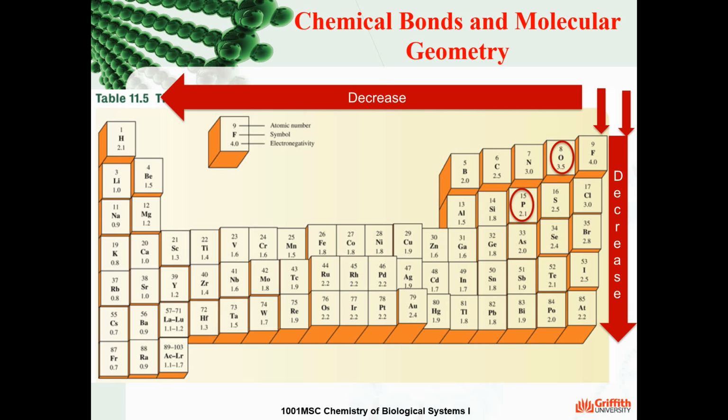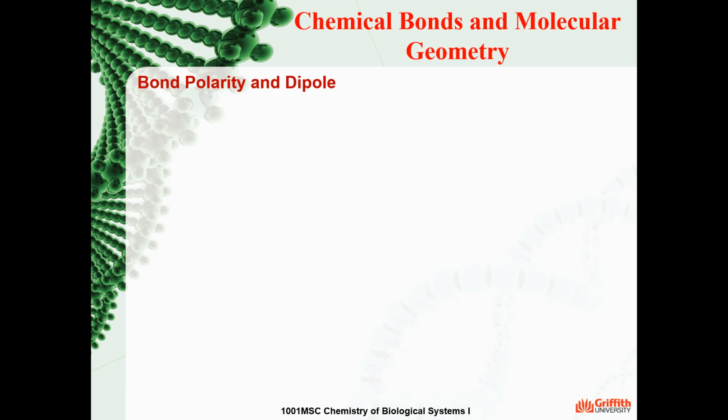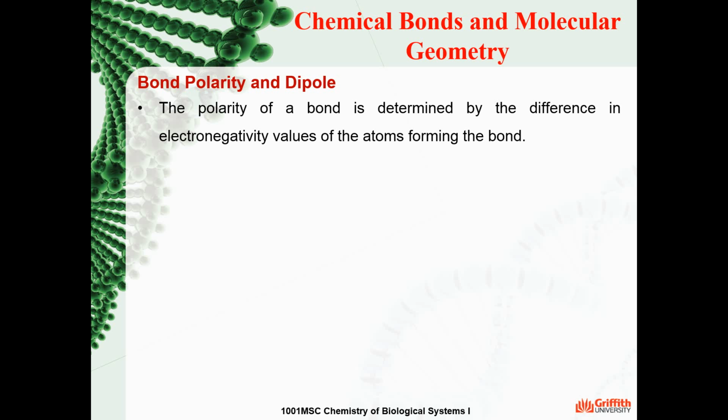In terms of electronegativity, the main elements that we are going to use in this course are hydrogen, carbon, nitrogen, oxygen, and fluorine. Now, how can we determine whether the bond between the two elements will be polar or nonpolar? We look at the electronegativity difference between the two elements. The larger the difference, the greater the chance for the bond to be polar.